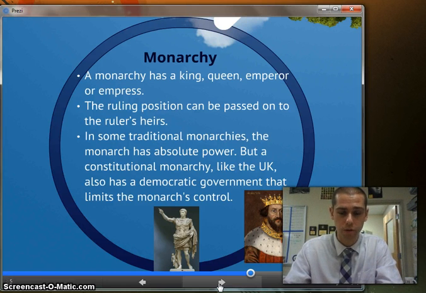But a constitutional monarchy, like in the United Kingdom, which is England, also has a democratic government that limits the monarch's control. In a constitutional monarchy, a monarch like a king is given a more ceremonial role, meaning that they can be in charge of ceremonies and that sort of thing, but they still have an elected government called parliament.